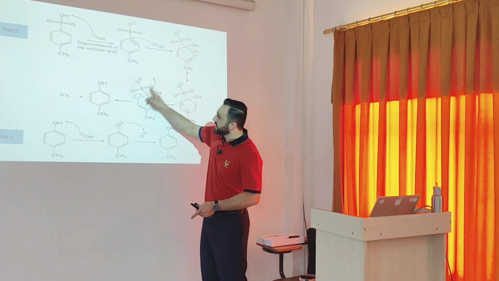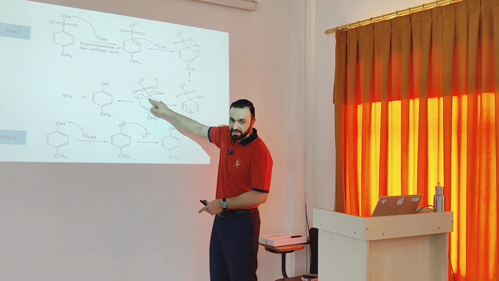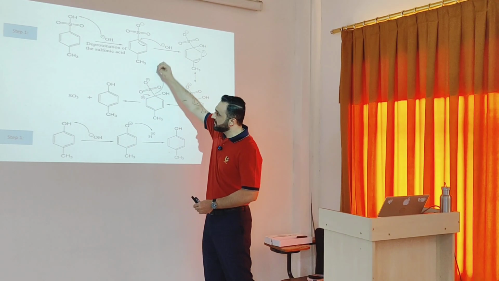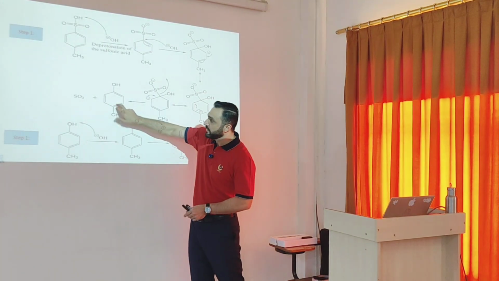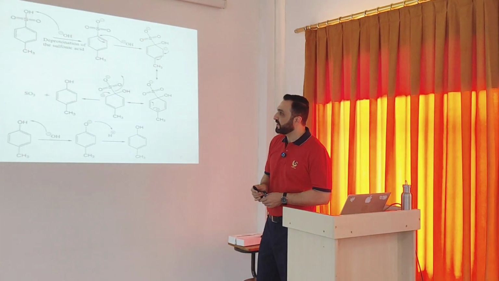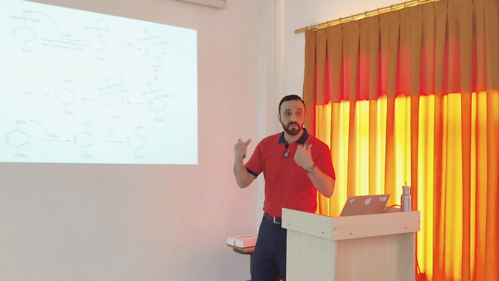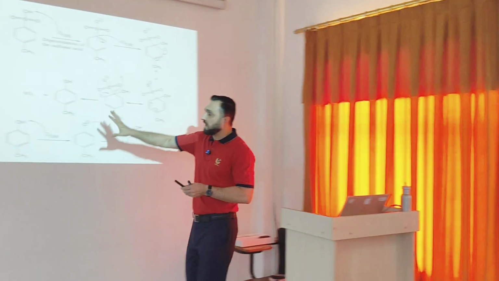So this is the leaving group. When the minus makes a pi bond here, this leaving group will leave the structure and give you the phenol. Okay, and give you the phenol.